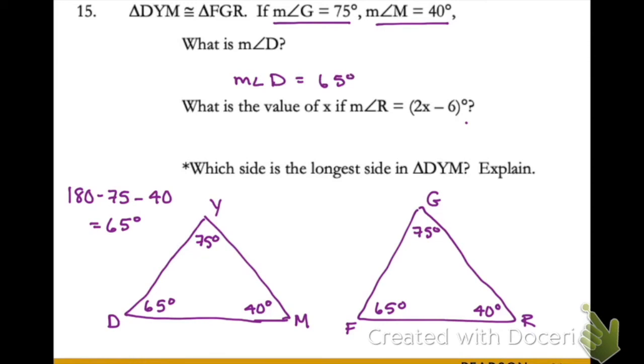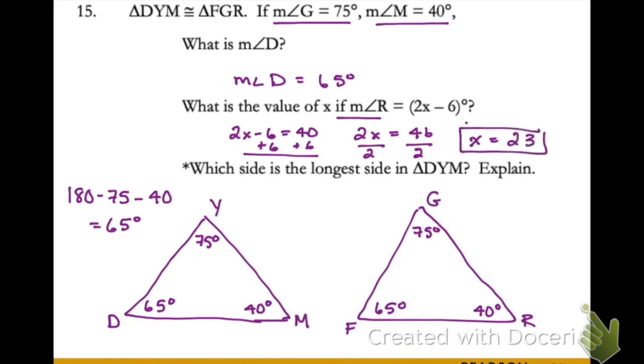The next part here says, what is the value of x, if the measure of angle R is equal to the expression 2x minus 6 degrees. Well, we already labeled, since we knew that the measure of angle M was 40, R also corresponds with M, and so it is also 40. So we can take that 2x minus 6 and set that equal to 40. And then we just need to solve this equation. We can start by adding the 6 to both sides, which will give us 2x equal to 46. And then we can divide both sides by 2, which gives us x equal to 23. And so that will be our value of x.